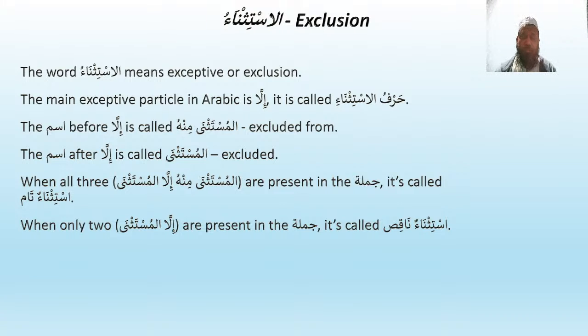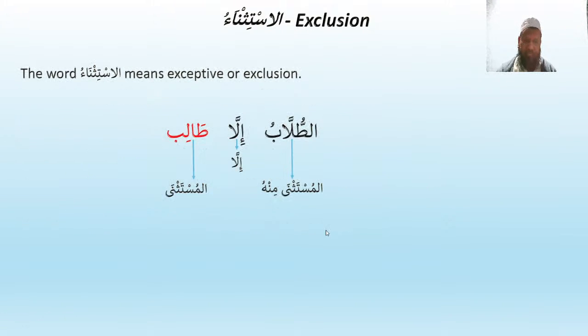To make the acceptive sentence, you should have all three. Then it is called al-istisna. Or sometimes the word before illa is not mentioned, as long as the illa is there. If the word before illa is mentioned, it's called tam. If the word before illa is not mentioned, it's called naqis. Okay, we'll come back to this slide. Let's look at the next slide.